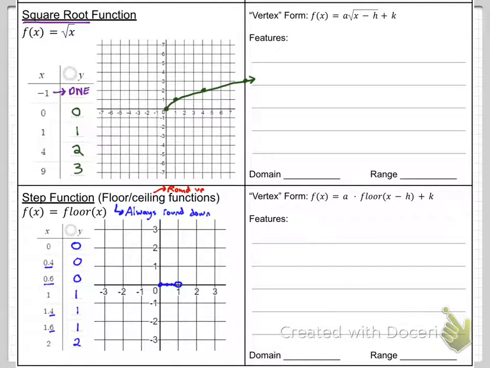1, 0 is not filled in, because when you plug in 1, you get out a value of 1. That's up there at 1, 1. Now if we plug in 1.4 and 1.6, we get the same thing. Those are also on the horizontal line where y equals 1.